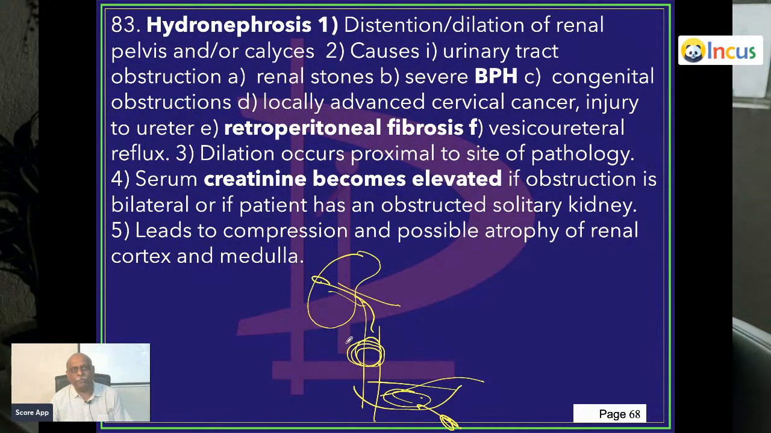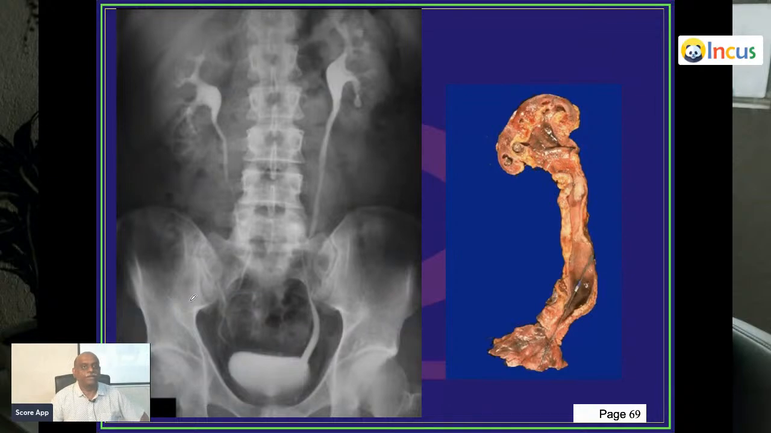Kidney is a retroperitoneal structure. Ureters are retroperitoneal in nature. So any retroperitoneal fibrosis leads to compression and obstruction of the urinary tract, leading to hydronephrosis. Any vesico-ureteric reflux from the bladder, if the urine is refluxing back, can lead to it. In all these scenarios, creatinine is elevated and the kidney is atrophied.